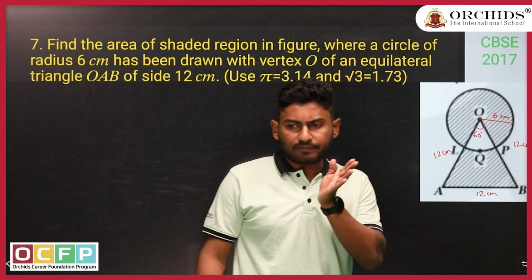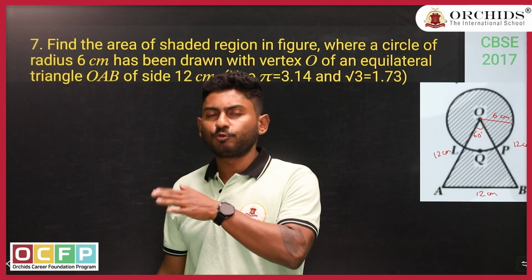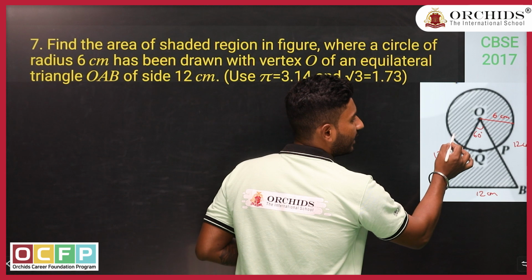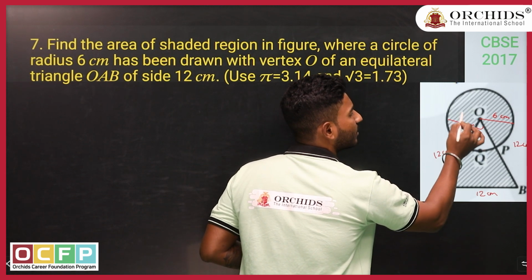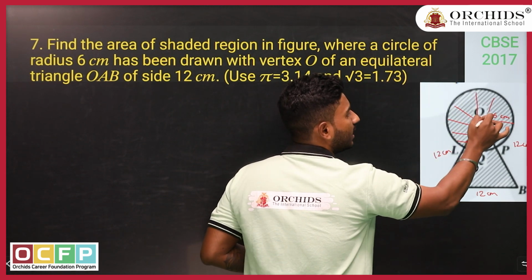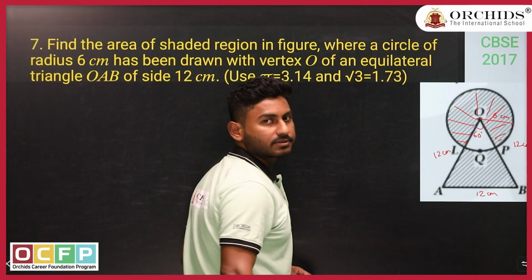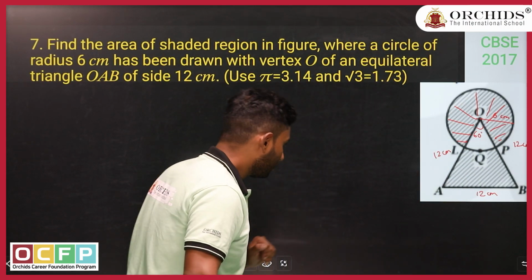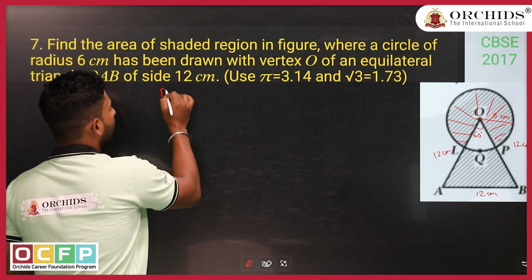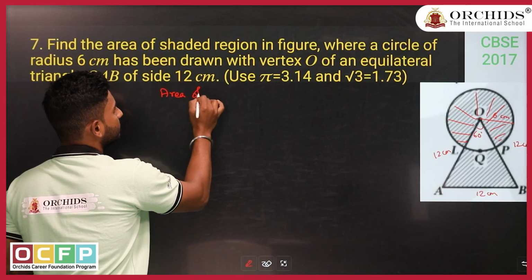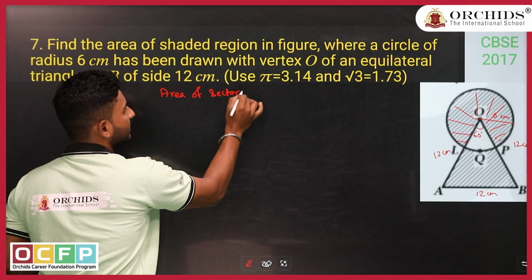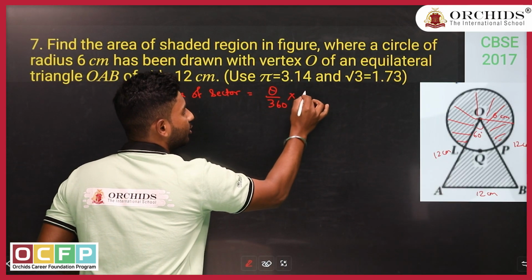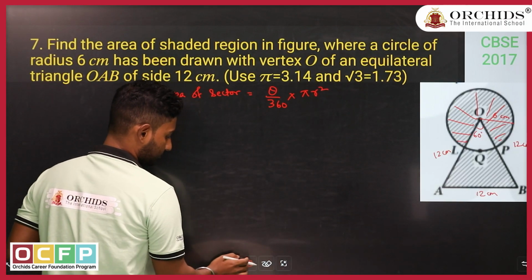Let us divide this particular question into a few parts. Now let me first find the area of this one; later on we'll add up. So let us find the area of this portion. Why? Because this is a sector. Now, area of sector is theta by 360 into pi r square.